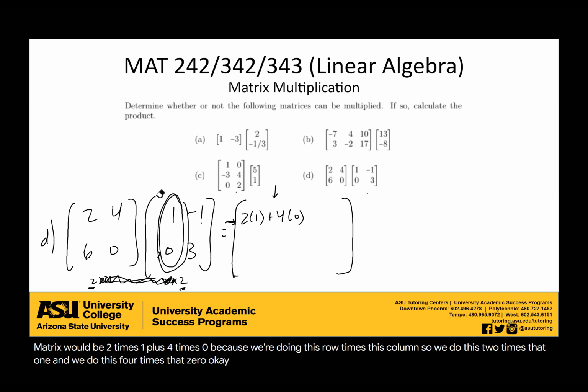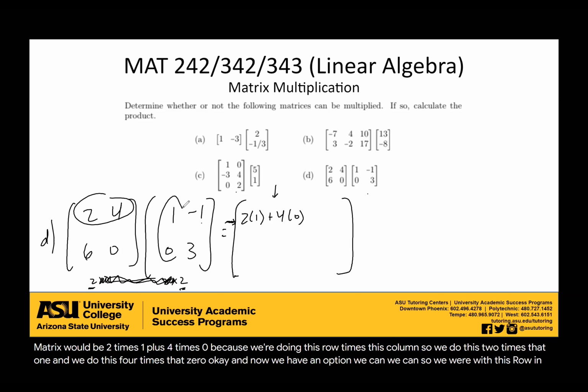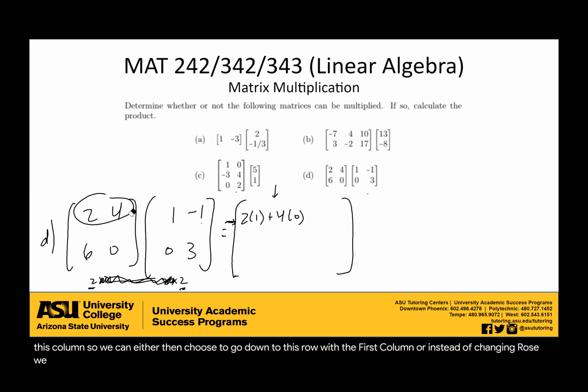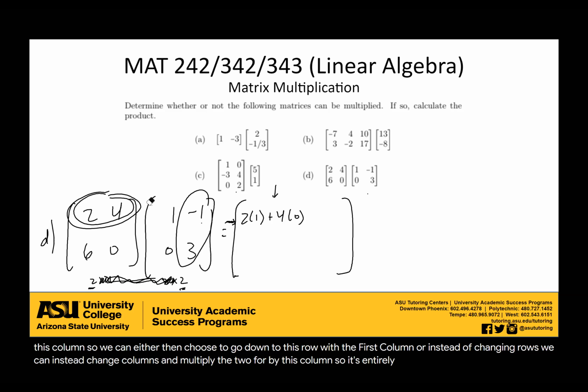Okay, and now we have an option. We were with this row in this column. So we can either choose to go down to this row with the first column, or instead of changing rows, we can change columns and multiply the 2, 4 by this column. So it's entirely up to you.